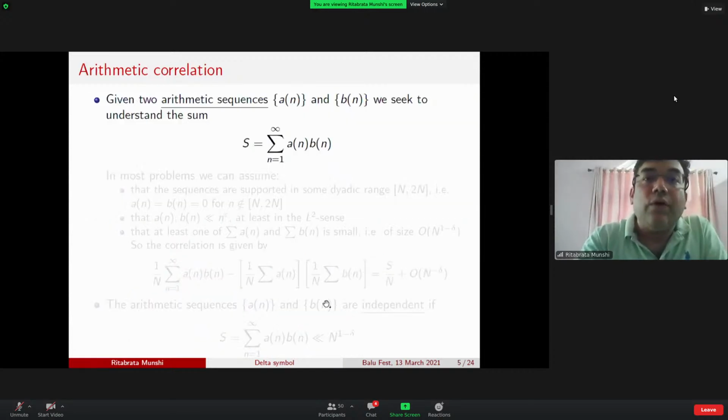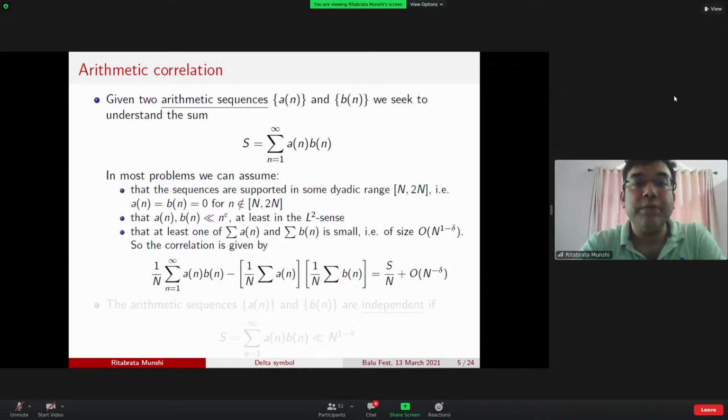So all of this will be related to what's called an arithmetic correlation. We'll see that all three statements ultimately boil down to showing that a certain arithmetic correlation is small. So what do I mean by that? We start with two sequences, a_n and b_n. They will be finitely supported, and we want to look at the sum S, which is the sum of a_n times b_n. We'll have some standard properties for these sequences. For example, we will assume that they are supported in some dyadic range, and in the L2 sense, the individual terms will be bounded by n to the power epsilon, so that the L2 norm will be 1 on average, or n to the power epsilon on average, and we'll assume that at least one of them is oscillating.